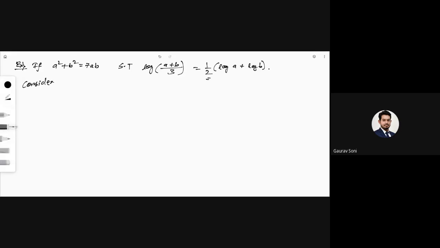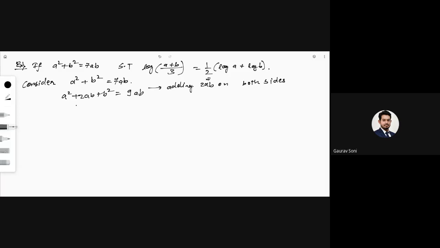Whenever I have to reach somewhere, you will have to decide what road you should be choosing. From this, I observe that (a plus b) square has to be there if I take this 2 on the other side. So I'll add 2ab on both sides: a square plus 2ab plus b square, and 7ab plus 2ab will become 9ab. So adding 2ab on both sides.